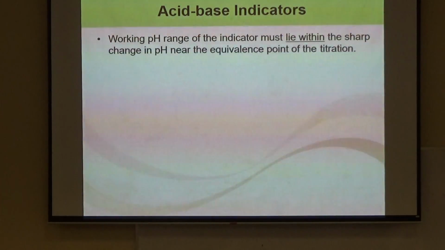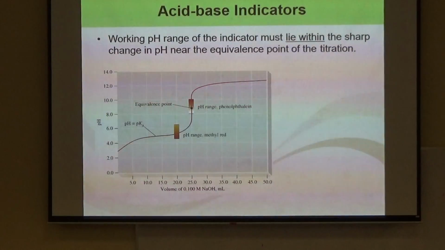Okay, so the working range of the indicator must lie within the sharp change in pH at the equivalence point. What does that mean? Basically, if you plot a graph, it will end up like that. It must change color where there is a jump in the pH. From a low pH, it suddenly jumps to a high pH. So if you do that, then the equivalence point matches the working range, and then it's a good indicator to use.